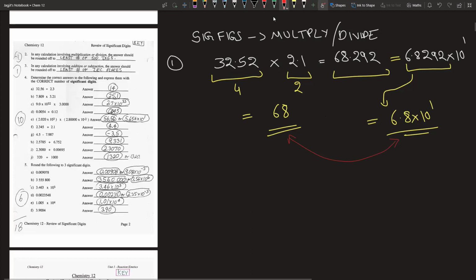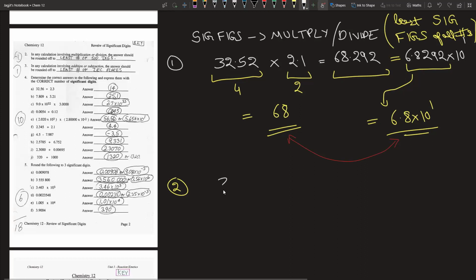Okay. So when it comes to multiplying and dividing, you're going to pick the least sig figs. So let me just write it over here. Least sig figs. Your answer should have the least sig figs of all numbers involved. Okay, let's have a look at another example.